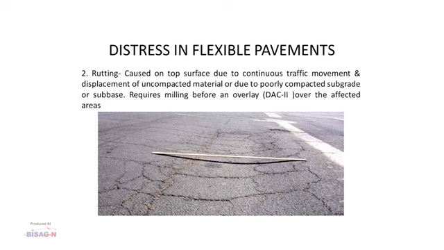Then second is rutting. Rutting is formed due to the continuous traffic movement and displacement of the uncompacted material of the top surface. This is formed due to the poor compaction of subgrade or subbase, and you can see a rutting mark has been formed on this pavement surface. This will again affect the riding quality of the aircraft.